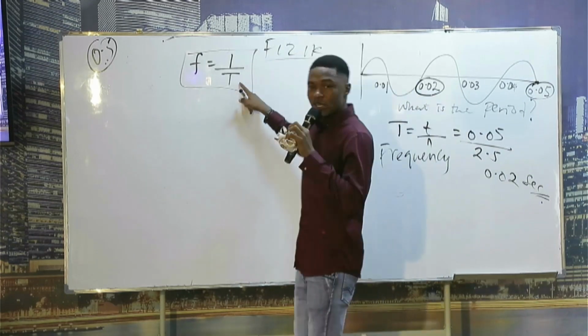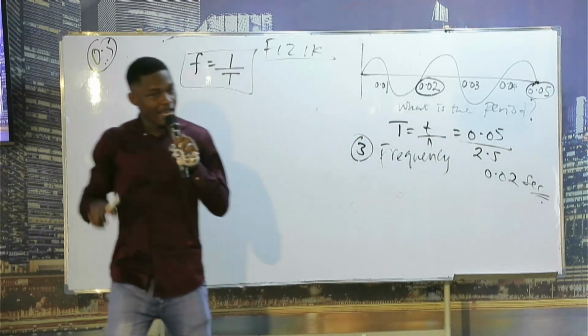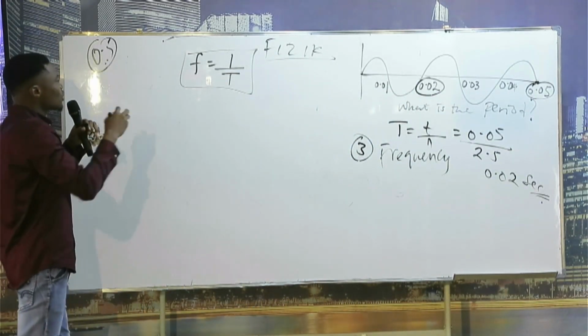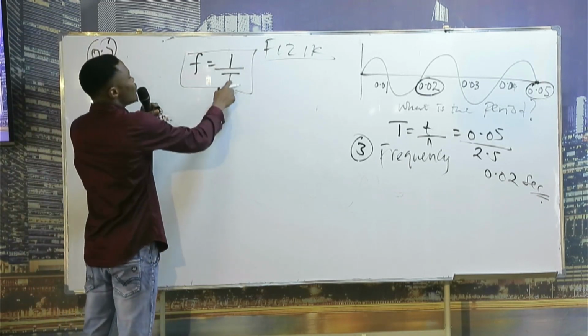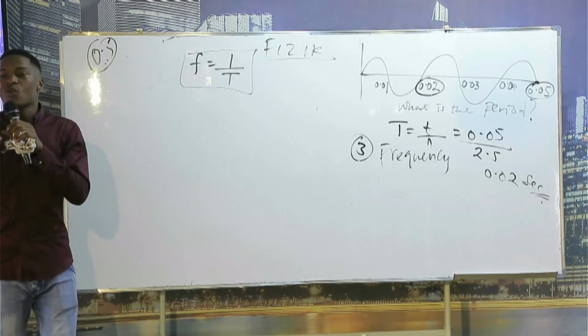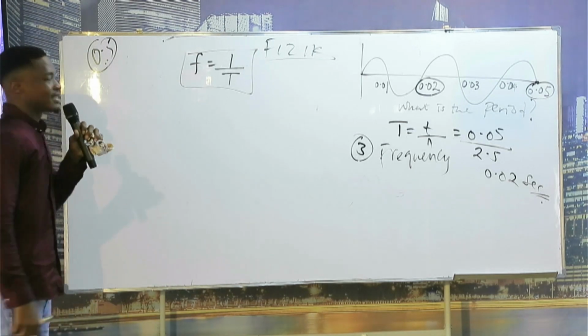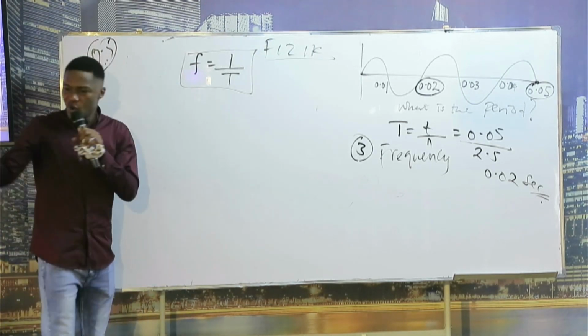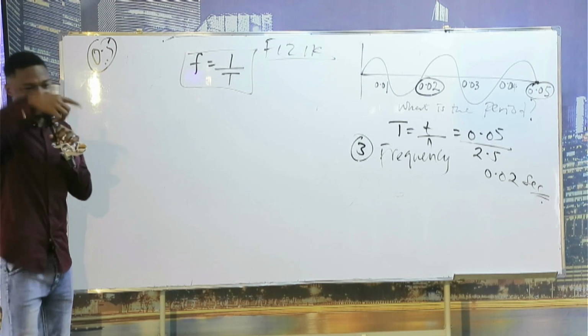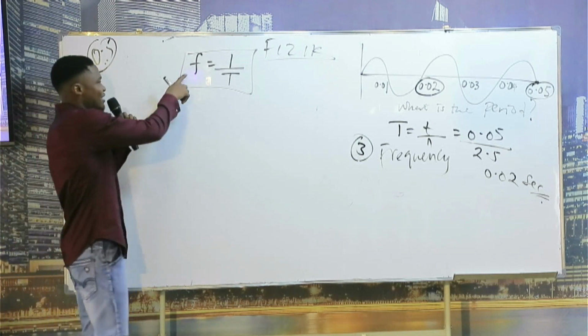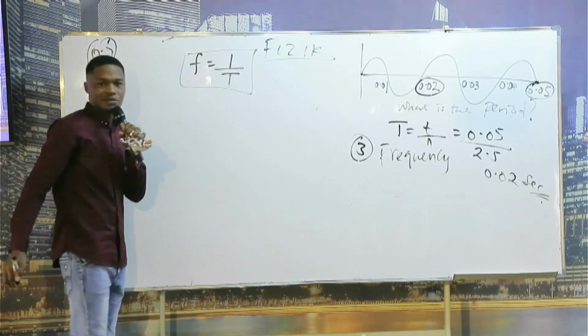Do you still remember what big T represents? Big T is what again? Period. Good. So frequency is 1 over big T, meaning we can say that frequency is the reciprocal of what? Period. You know what reciprocal means, Abi? That is inverse. So take note of that. So F is equal to 1 over big T.